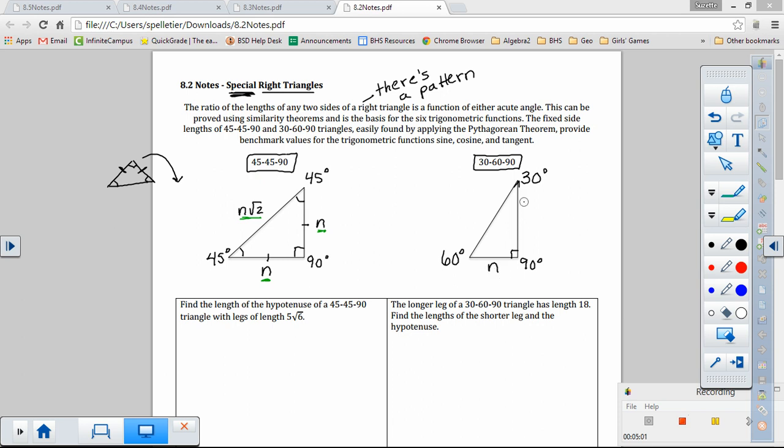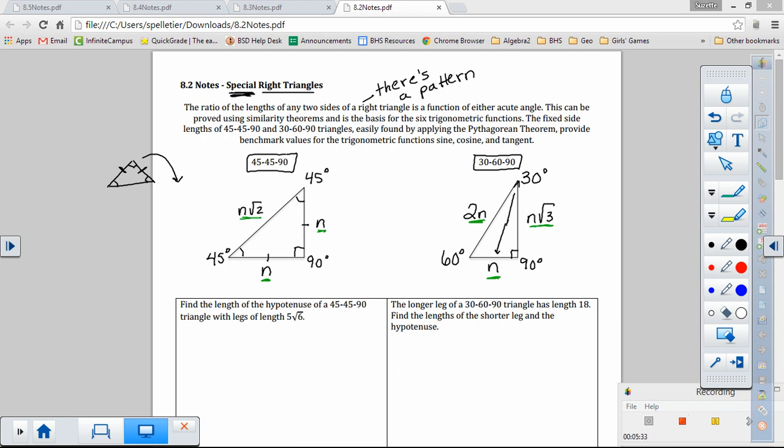I put n across from my 30, okay? So across from the 30-degree angle is going to be n. That's where you start. Okay? The smallest side is n. The hypotenuse is always twice that, so 2 times n. And then what we call the long leg is n square roots of 3. Again, those values, n, 2n, and n square roots of 3, you're going to need to commit to memory. And it's important that you're able to put them in the proper place. It's super, super important. Okay?